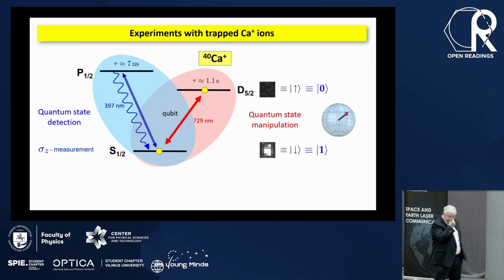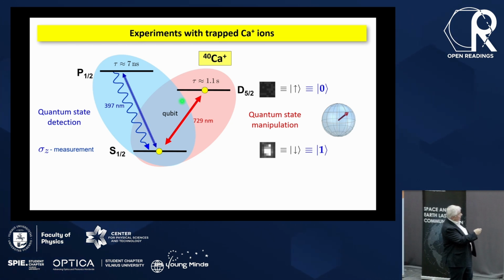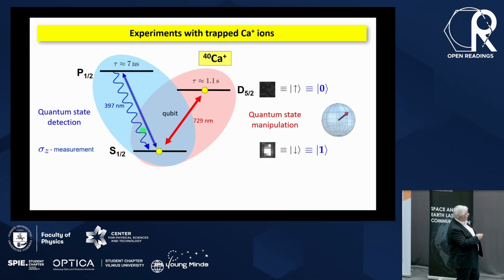What ion do we have? As I said before, calcium is a 3-level system in the ground state, meaning there's a ground state S1/2 and an excited state D5/2. And we use only one of the Zeeman states right here. Lifetime is about 1 second. And there's a state right here that's connected with a dipole transition to the P1/2 state.